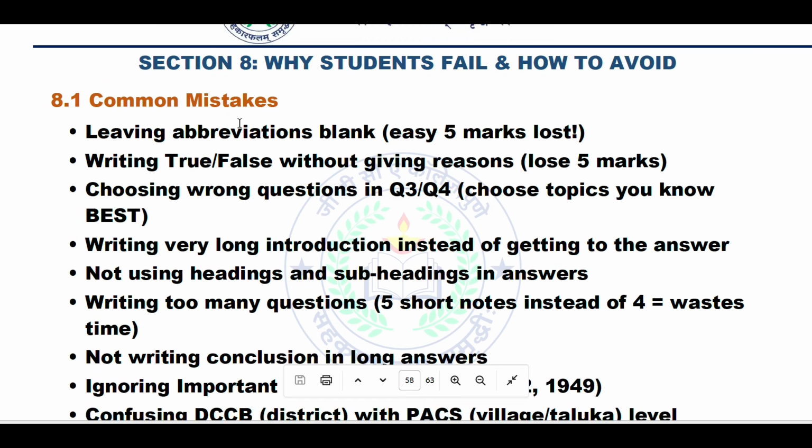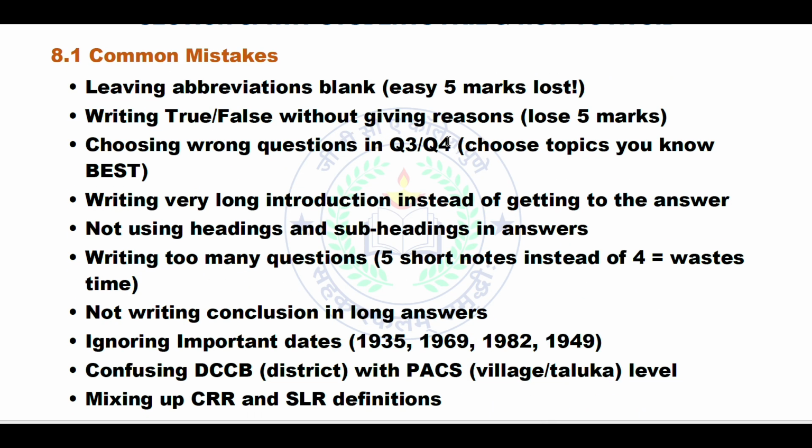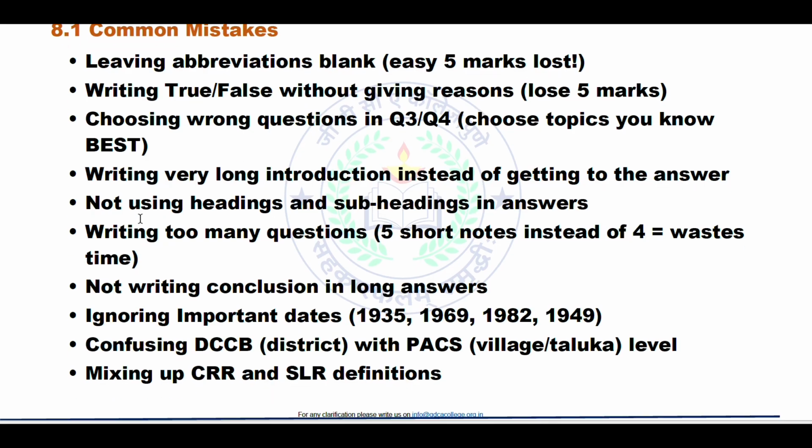Section 8, the last section: why students fail and how to avoid those things. A common mistake students make is leaving abbreviations blank. Easy marks, you lose 5 marks. Don't leave any abbreviations blank; write educated guesses. Writing true or false without giving a reason, here again you will lose 5 marks. Choosing the wrong question in question number 3 and question number 4. Choose the topic you know best.